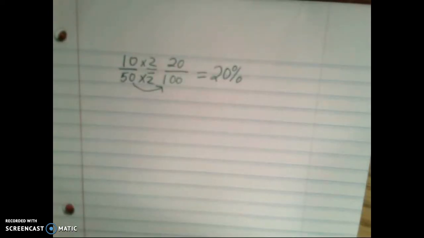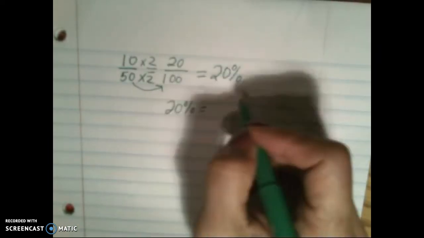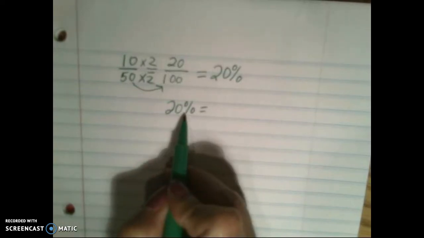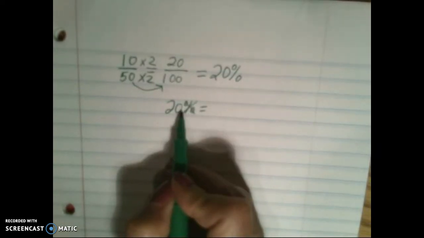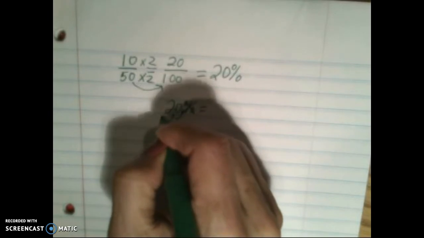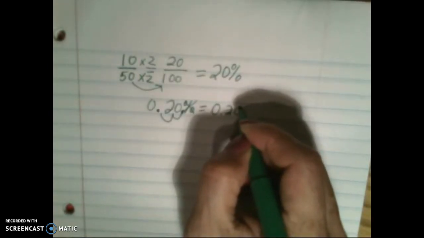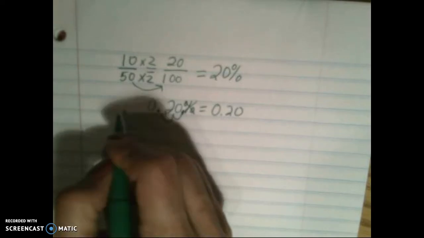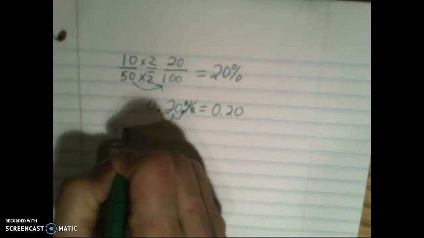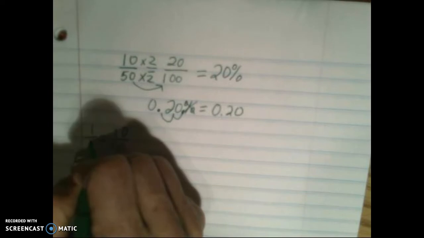Once I know what my percent is, I know that I can change my percent into a decimal. So I'm going to get rid of my percent sign, place my decimal point, move it over 2 places, and place my 0. So that equals 0.20. So as a fraction, 10 over 50, in simplest form, it's actually 1/5.